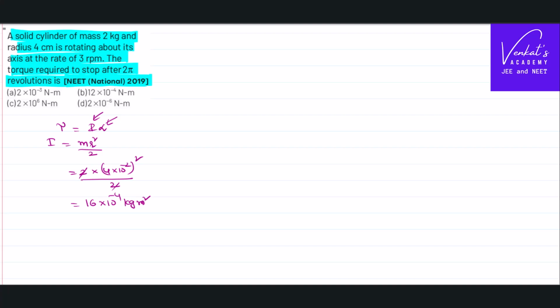For that, what he has given is that it is revolving with RPM. Torque required to stop, that means omega initial is 2 pi into n. N is the number of revolutions per second, but 3 revolutions per minute is given, so divided by 60 has to be written. Then it becomes radian per second, right? So this becomes pi by 10 radian per second. It finally comes to the state of rest, so omega final equals 0.